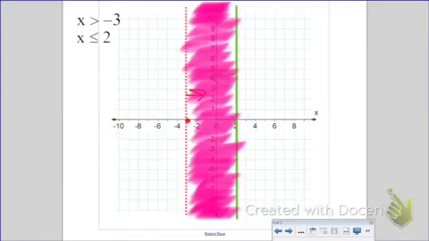Okay, so that's what you do. You do your horizontal or your vertical lines depending upon if it's x equals or y equals, and you still shade in normally. So don't let that trip you up just because we don't have a y-intercept and slope and all those things.